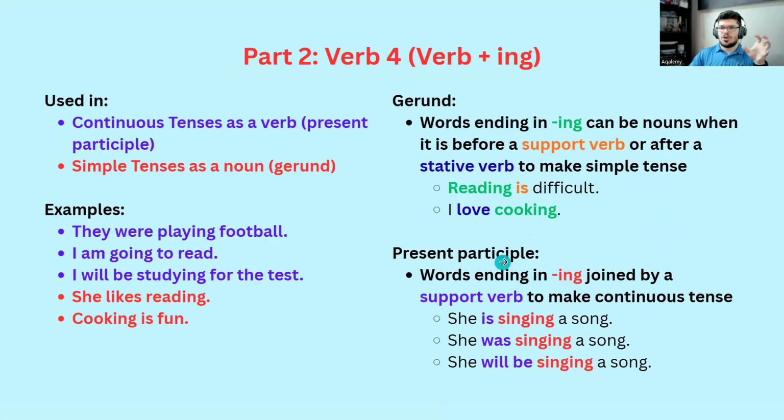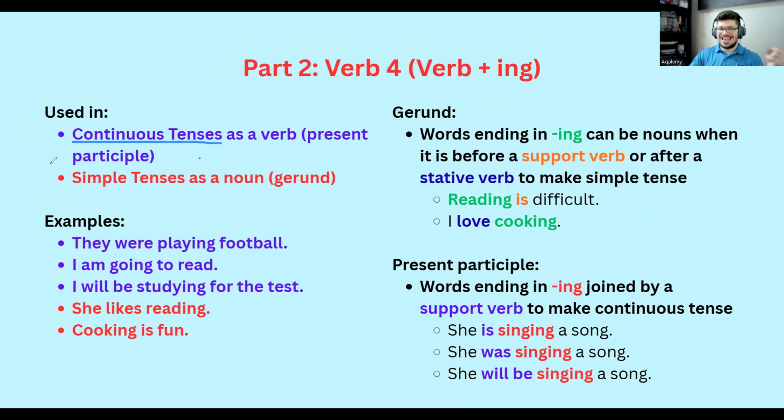Now we look at verb ing in this situation. This is the continuous action. Okay, so it will make continuous tenses as a verb. So the verb for ing is present participle, not gerund. Gerund is the noun. Let me show you the combination if we look at this option. If we understand as gerund, look at the position of the word in ing.